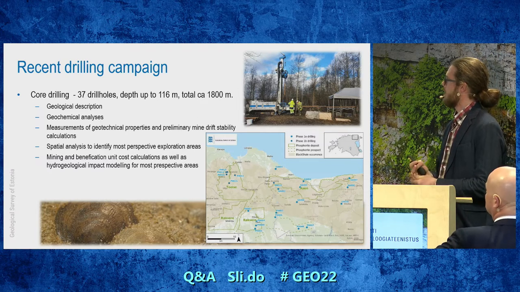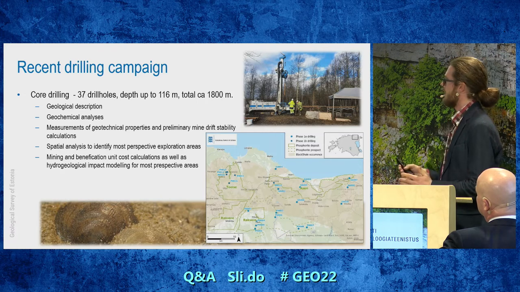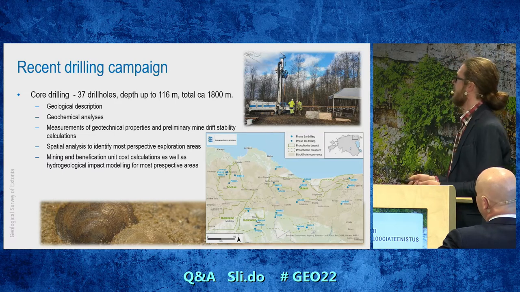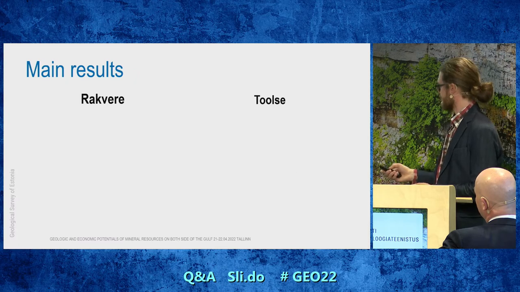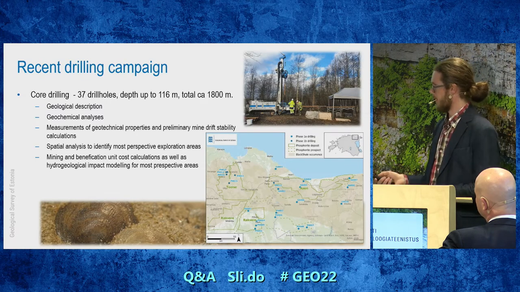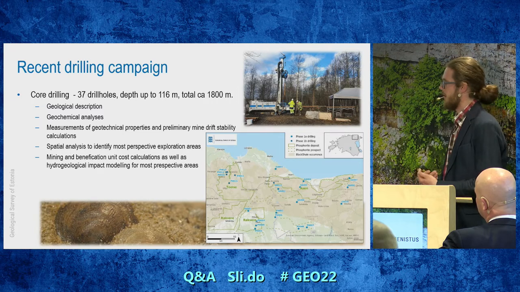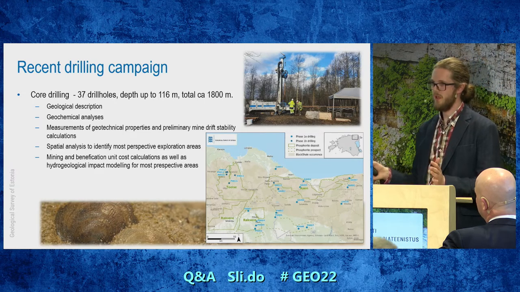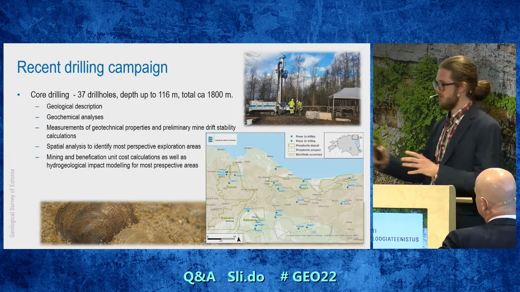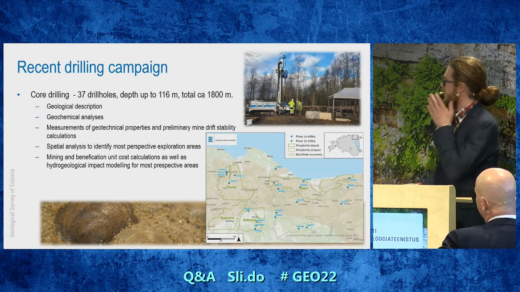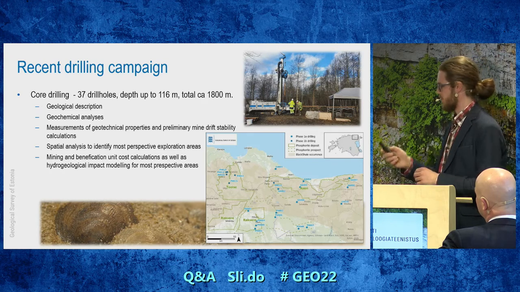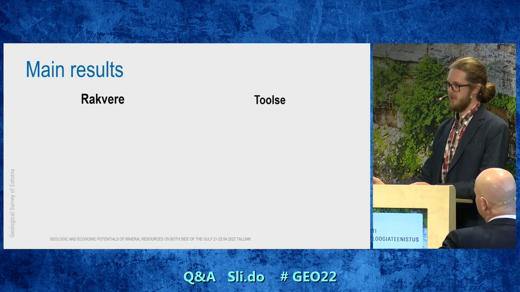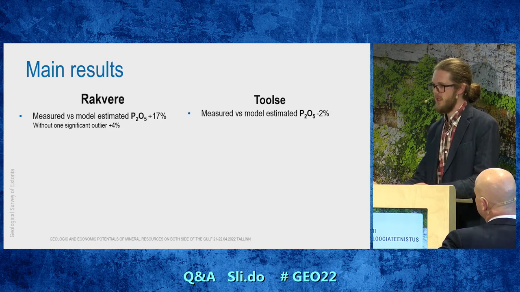Next, we also calculated beneficiation unit costs in cooperation with Taltech, as well as the hydrological modeling by Maile in Geological Survey. And we already focused this modeling part in the target areas, not to analyze all the deposit areas. This was also already focused in some smaller areas. So the main results, I'm showing them in a really condensed way, because there are many.